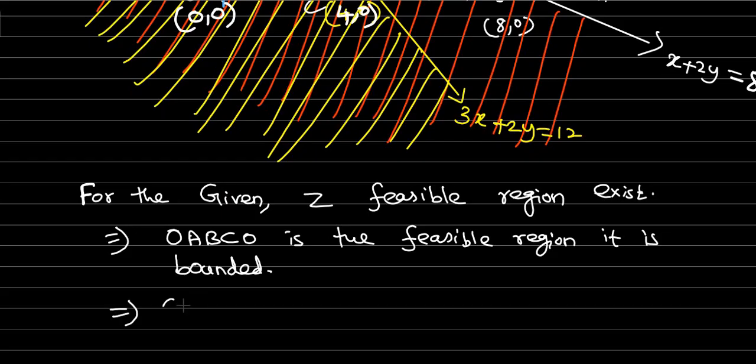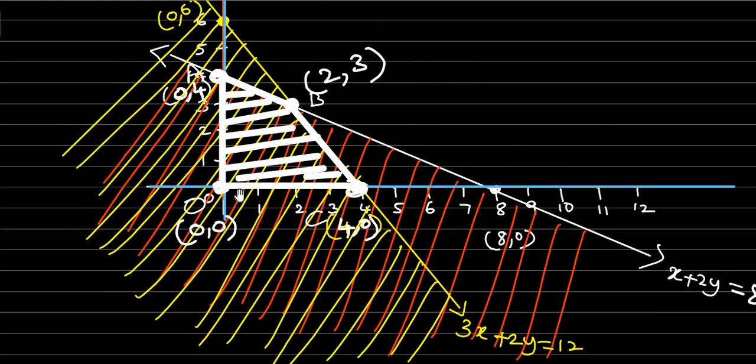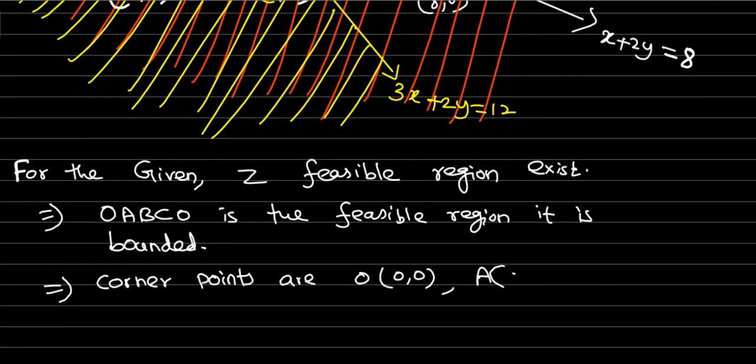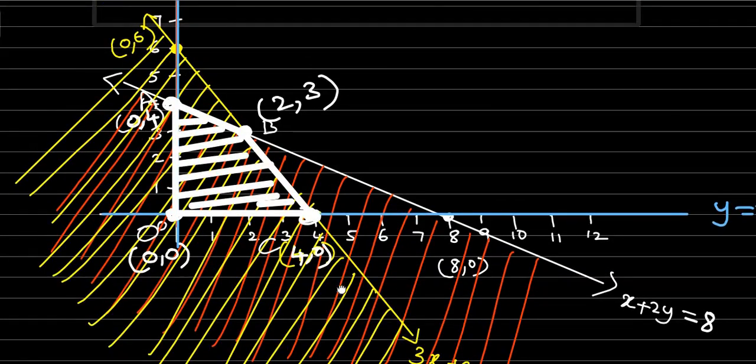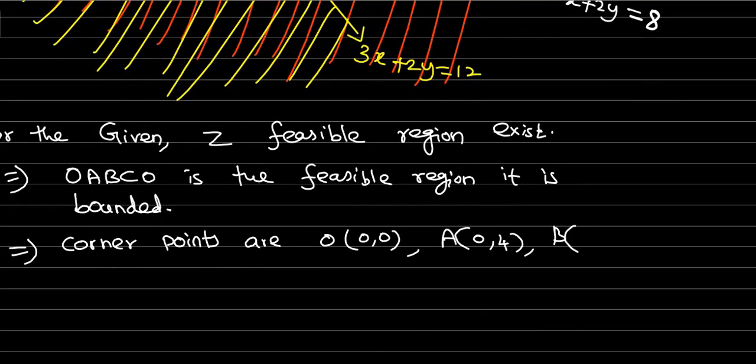Corner points are: O is 0, 0. What is the corner point of A? A is 0, 4. Corner point of B is 2, 3. Corner point of C is 4, 0.